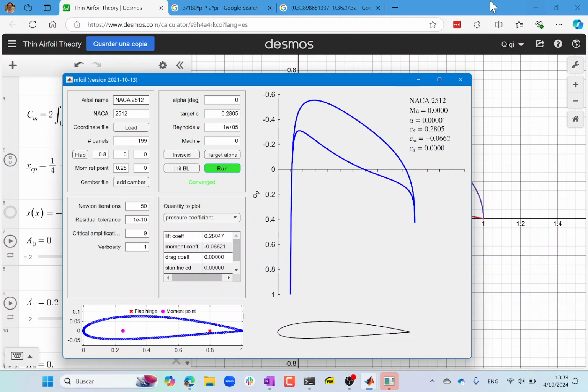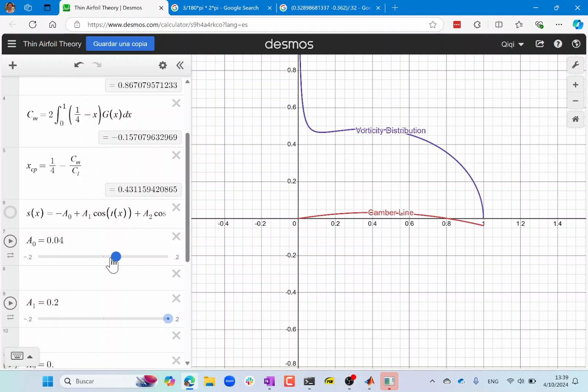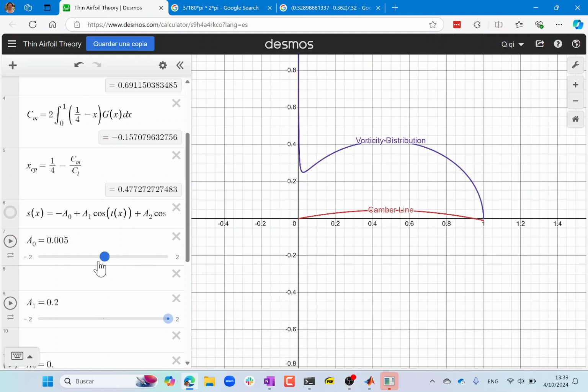Remember, the A0 term corresponds to the angle of attack, right? If you shift the A0 to something else, then the distribution is going to be a combination of the angle of attack term and the semi-elliptical term. So yeah, make angle of attack equal to 0. Then you get the semi-ellipse.